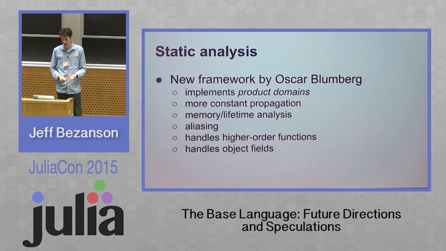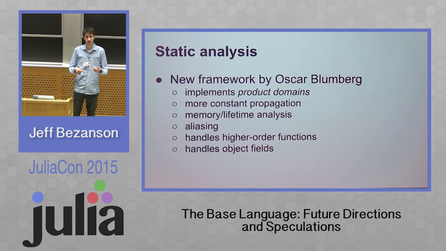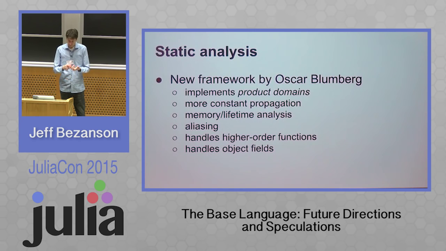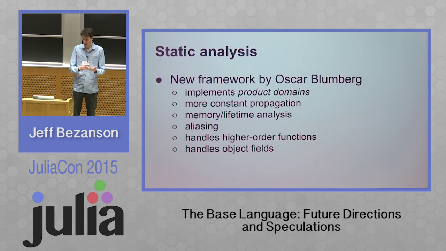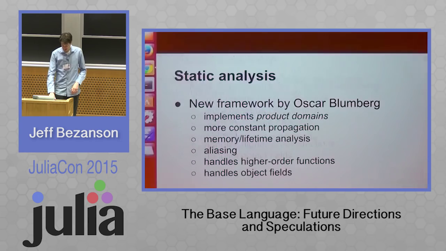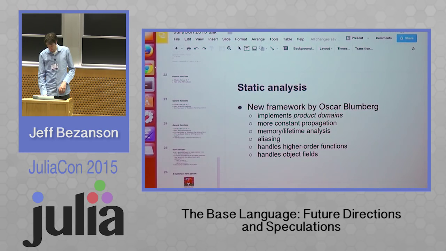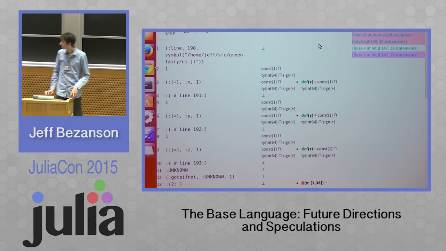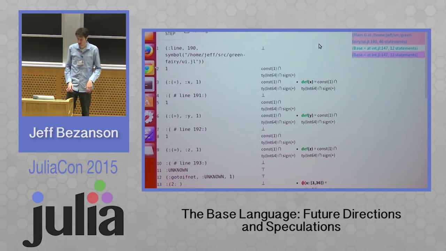So you can use that to do more constant propagation, more aggressive evaluation of constant things. Analysis about memory and object lifetimes, aliasing analysis, and his code handles higher order functions very well. It handles anonymous functions, and it also handles object fields much better than our current compiler does. But close, right? And probably maybe some other things that I don't know about. But this is the kind of stuff he's aiming for. So let's see. I actually have kind of a demo of this. I didn't even ask him to do this, but he just started making this.